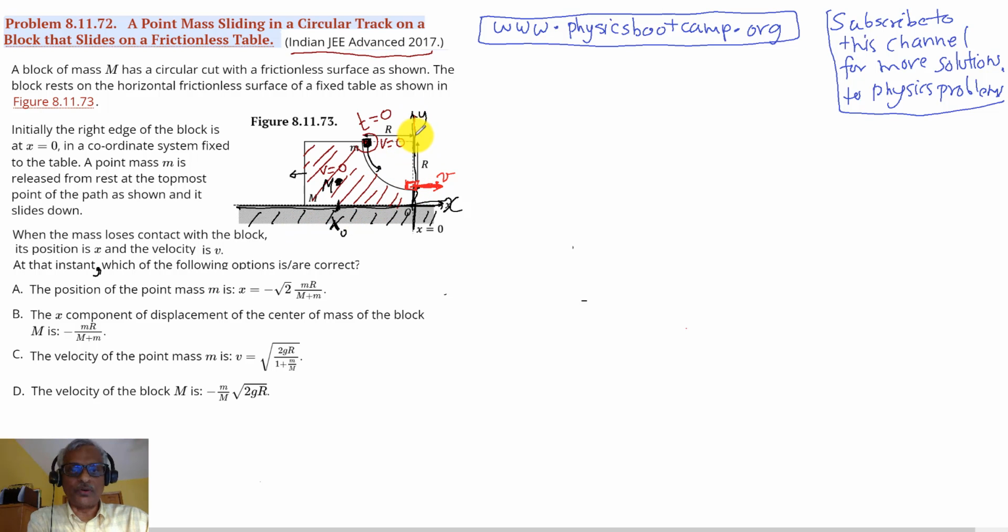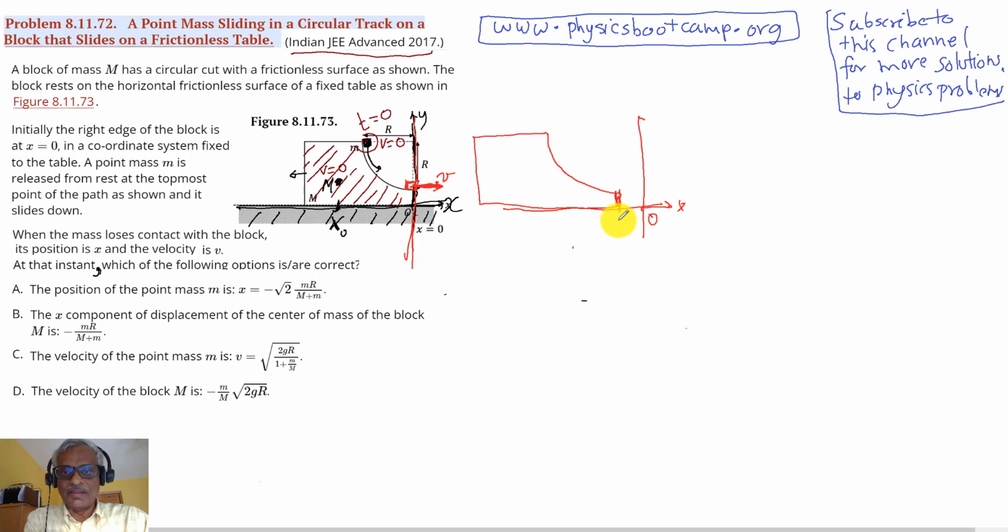So actually, that's not how it will be. If you redraw, suppose you redraw the picture over here. This was the original place. Then the block would have moved out here, and this coordinate is x when it's coming out. So that's what the description says.